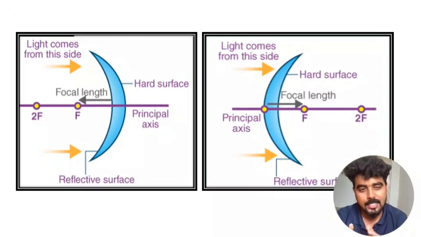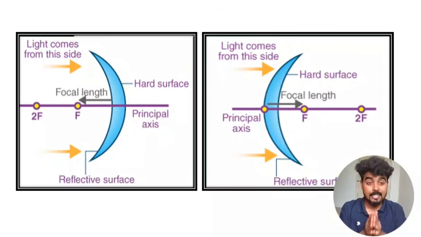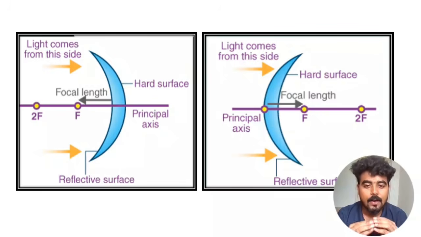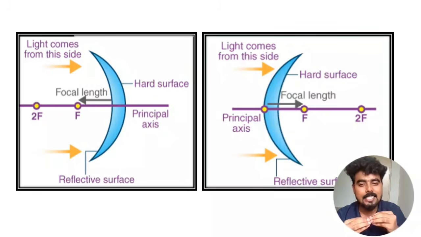Now, the next one is center of curvature. What do you mean by center of curvature? The reflecting surface forms a part of a sphere. The center of that sphere is called the center of curvature. Note that C is not a part of the mirror. It lies outside the reflecting surface.